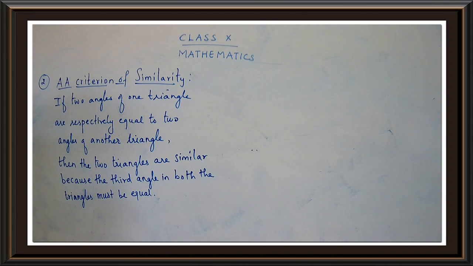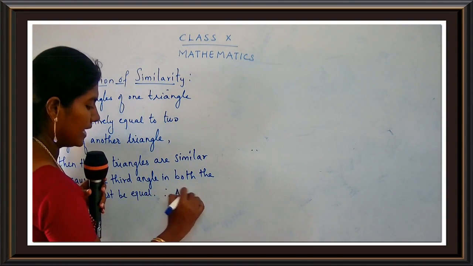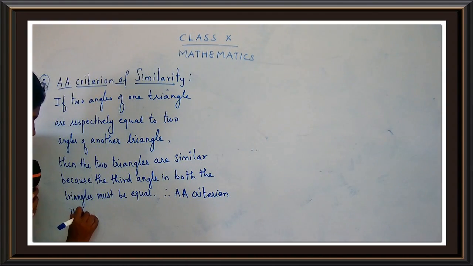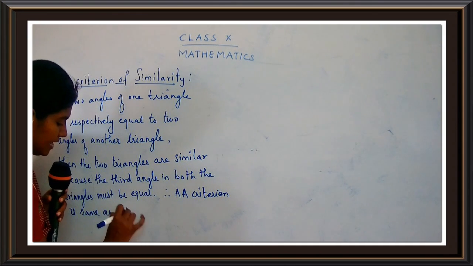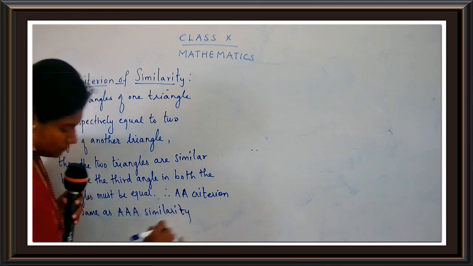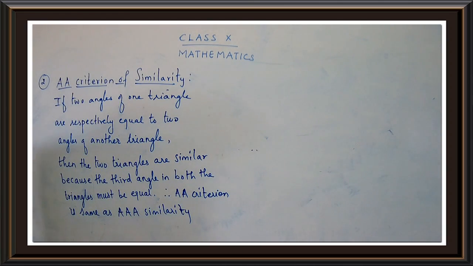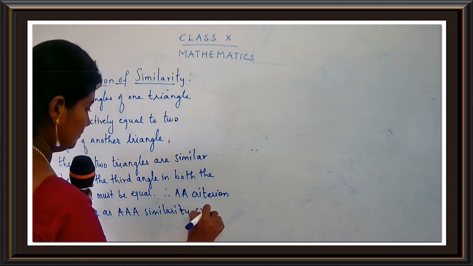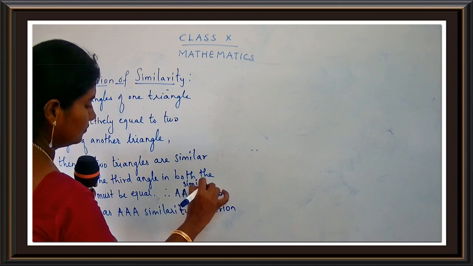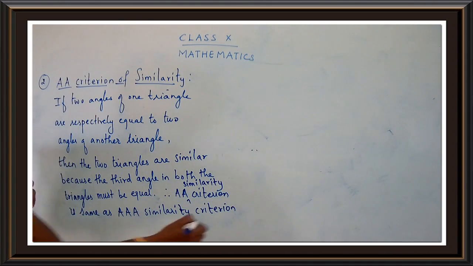So therefore AA criterion is same as the AA similarity criterion. So you can just put here, therefore AA criterion is same as AAA similarity criterion. Okay. So I have just written the explanation for AA criterion.